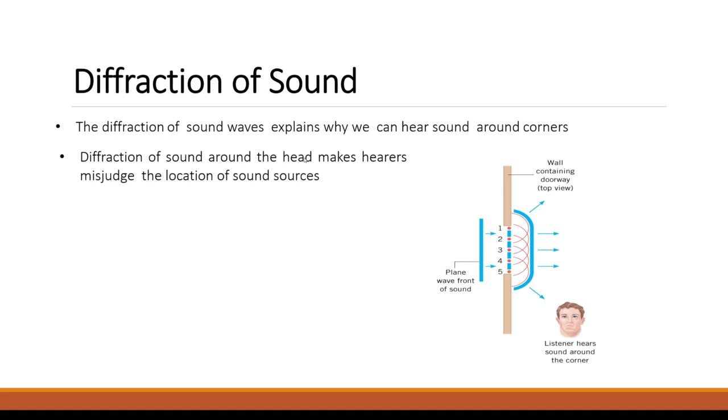So sound wave diffraction is explaining why we can hear sound around corners, and so diffraction of sound around our heads makes hearers misjudge locations of the sound sources. Notice the diffraction here, misjudging where it's coming from if they're all the way down here.